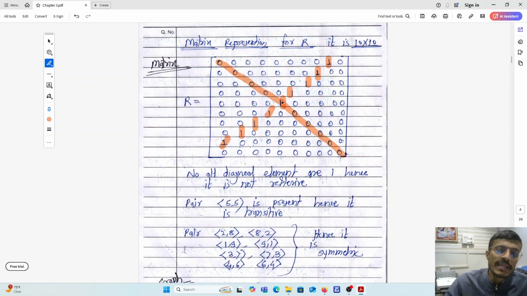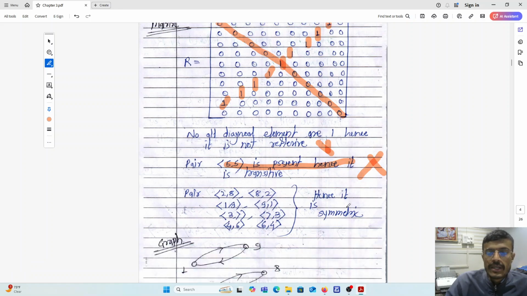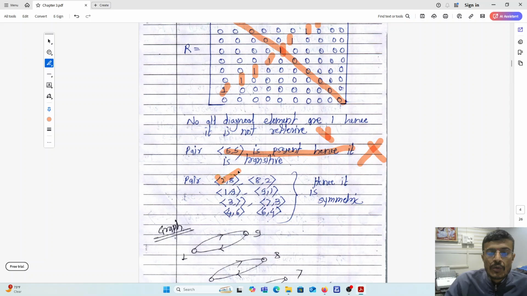So only a single element is a 1, hence it is not a reflexive property. Then pair 5 5 is present, hence it is not a proper conclusion. It is not a transitive property. And the last one, 2 8 having 8 2, 1 9 having 9 1, and likewise 3 7 having 7 3, 4 6 having 6 4. Hence it is symmetric.